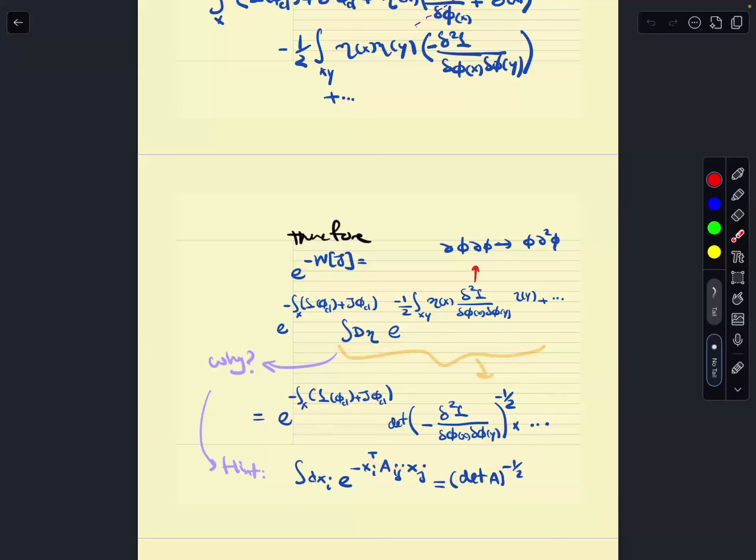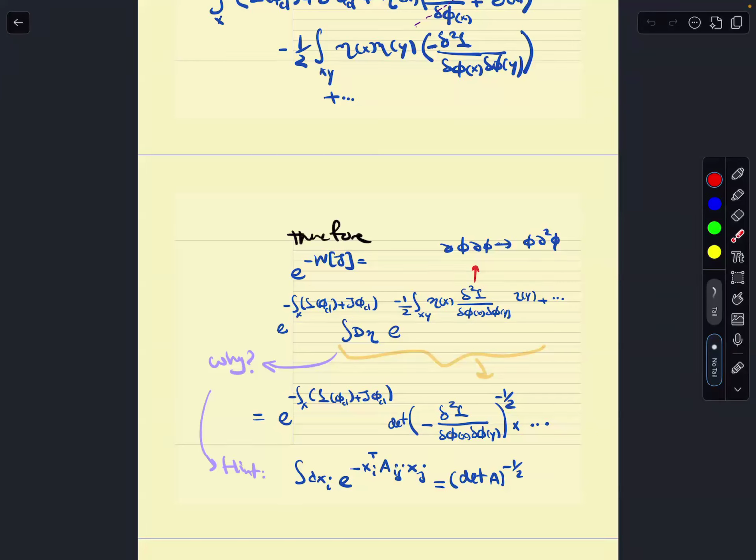What is this? You have seen this already in QFT 1, when we performed path integrals as a functional generalization of Gaussian integration. For example, we saw that if you have a vector of x_i's, then x_i transpose, and some matrix A that sits in the middle, then if you integrate over all x_i's, the result is just the determinant of the operator A to the power of minus half.